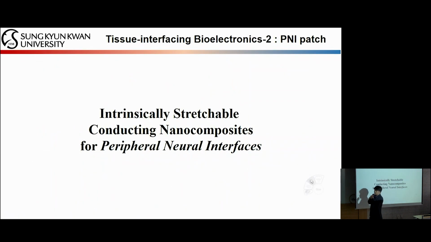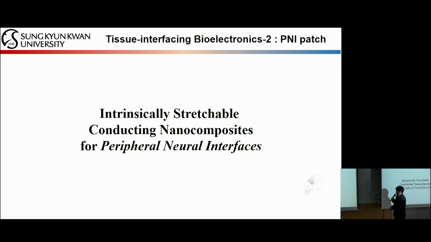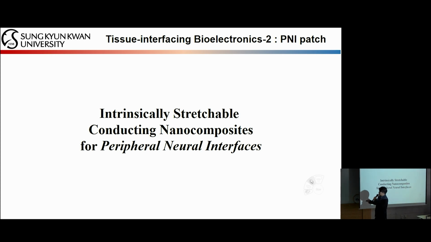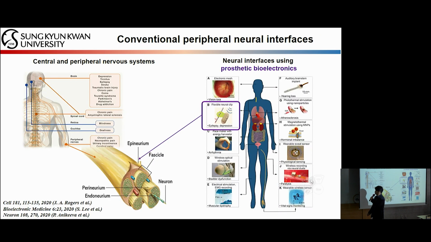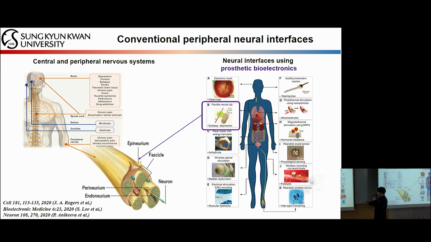Okay, so this is the second topic regarding peripheral neural interface, using the intrinsic stress of a conducting composite or self-healing polymer material. We have two kinds of nervous systems. The first one is the central nervous system, the CNS, which ranges from the brain to the spinal cord. The other parts belong to the peripheral nerve.